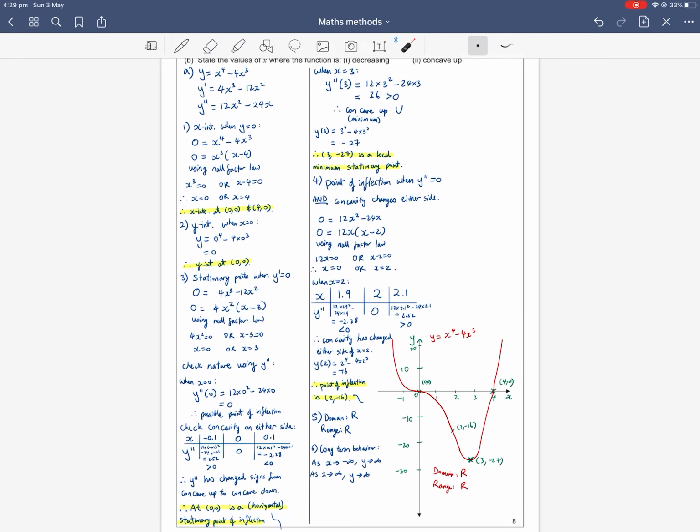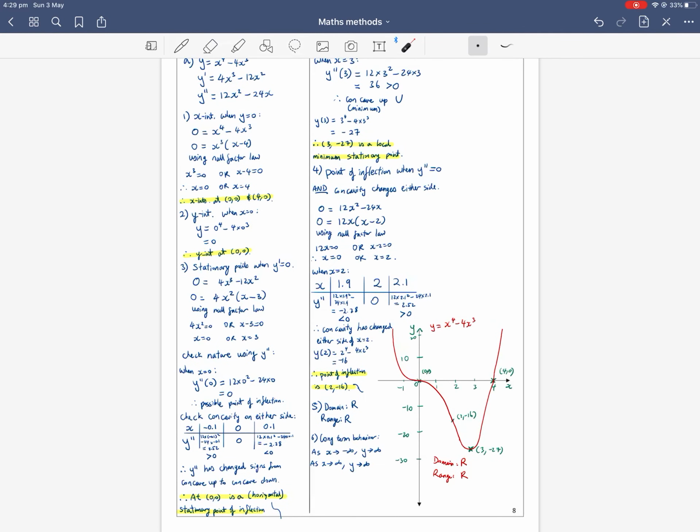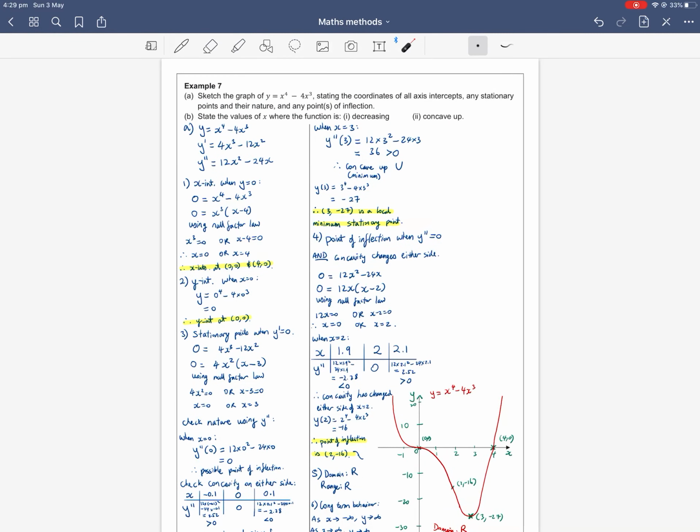Then you look at your domain and range. Are there any values which your graph cannot take, or are there any asymptotes? Then you look at the long-term behavior as you go really left and really right. What happens to the y values? Is it pointing up or is it pointing down, positive or negative?